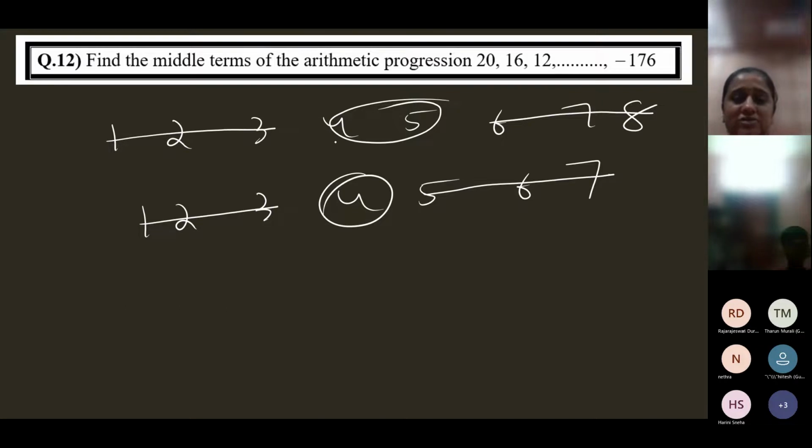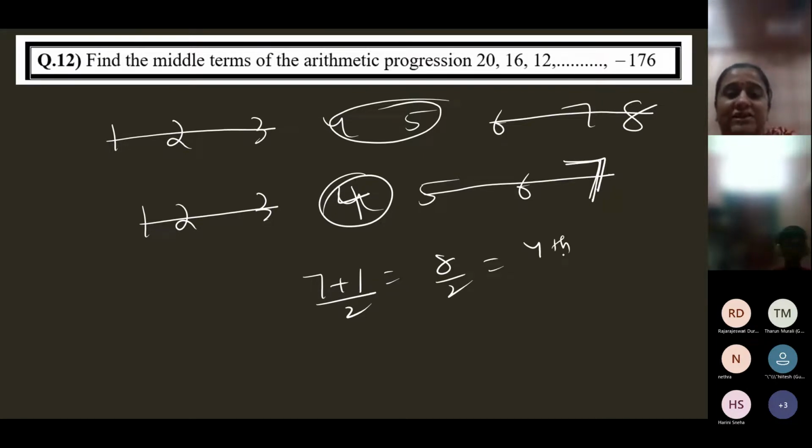Okay, so now you understand that if there are 7 terms, the 4th term is the middle term. That means if there are 7 terms, 7 plus 1 by 2, 8 by 2, the 4th term is the middle term. Using 7, how will you get 4? Add 1 to 7, 7 plus 1 is 8. 8 by 2 is 4.